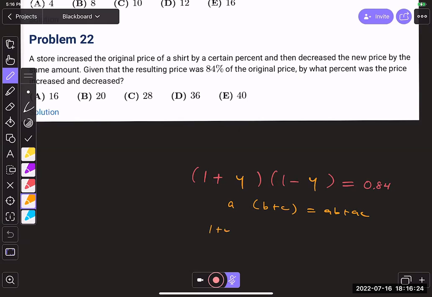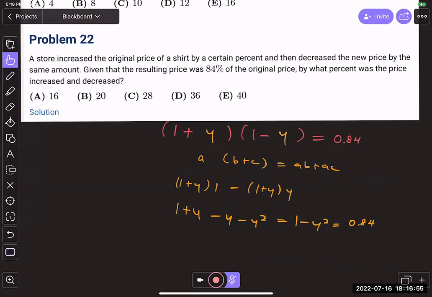So we get 1 plus y times 1 minus 1 plus y times y. Does that look good to you? Yeah. And then we can distribute another time here and another time here. So this will give us 1 plus y minus y minus y squared, or in other words, 1 minus y squared is equal to 0.84. Does that look good to you? Yep. And now what can we do?